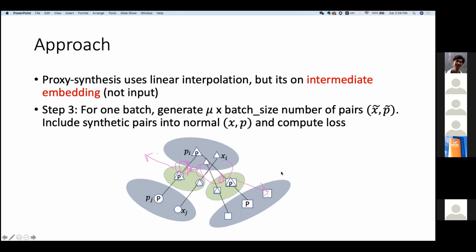Any questions here? So here you can see they do this batch by batch. In every batch, they will generate a fixed number of synthetic proxies and synthetic embeddings, and they append them to the current training data. But for the next batch, the synthetic embeddings and proxies will be dropped, and they will generate new ones.